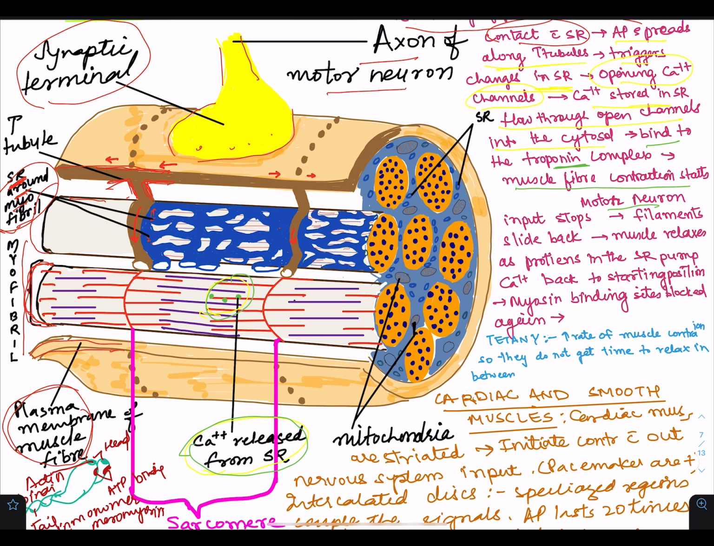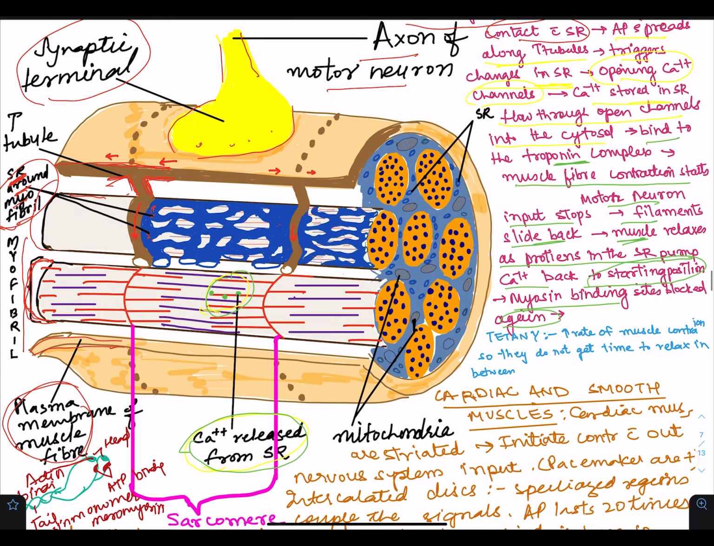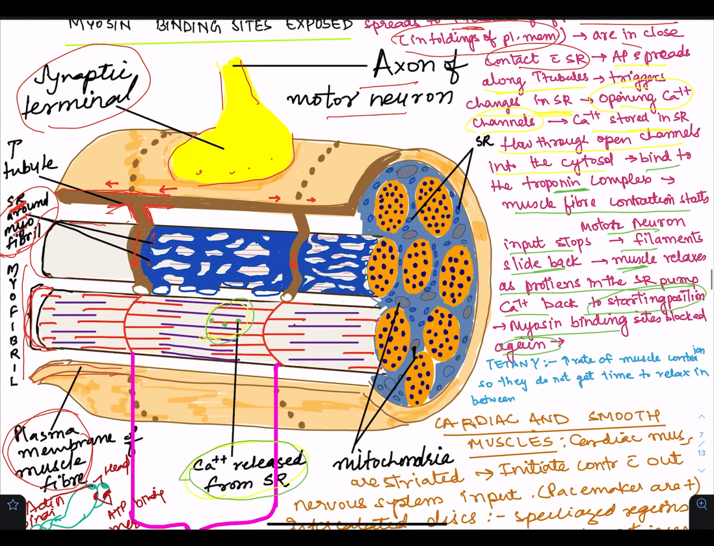When the motor neuron input stops, filaments will slide back and the muscle will relax, as proteins in the sarcoplasmic reticulum pump calcium back to the starting position. Myosin binding sites are blocked again. Right? So this is how the contraction starts.